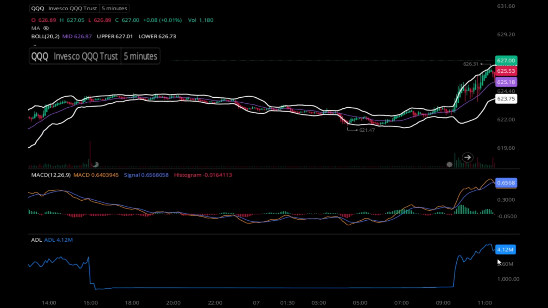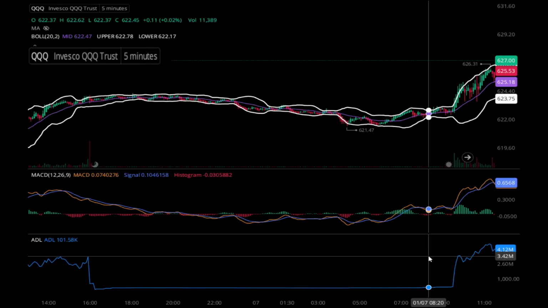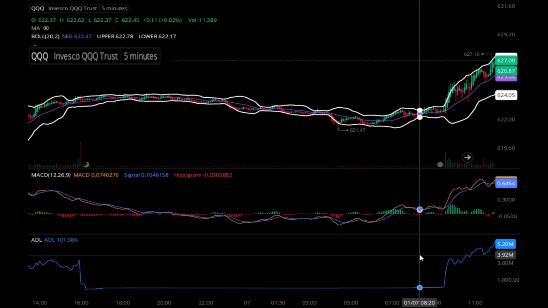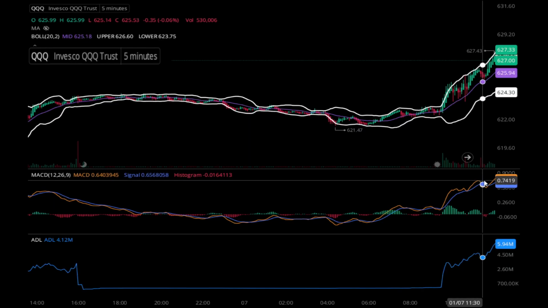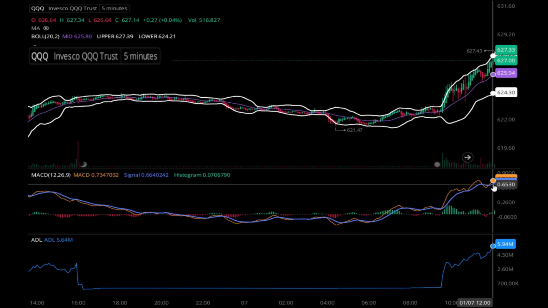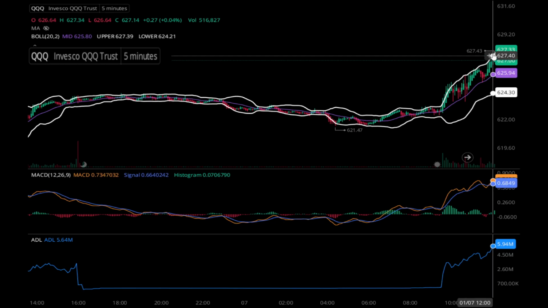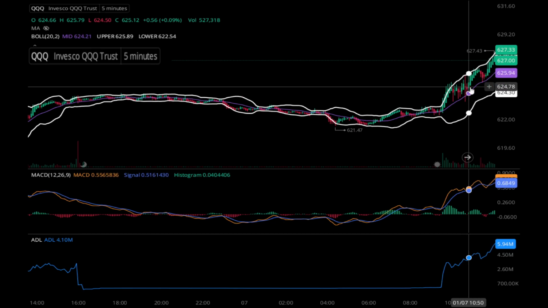We're seeing the ADL still showing that things are a little iffy in here. Not exactly selling yet. We're seeing a little bit of buying, but it's a little iffy. Starting to go upward a little bit more. We're seeing the MACD starting to pull back up again. We're seeing the signal crossing below. However, we still haven't had a buy or sell entry yet.